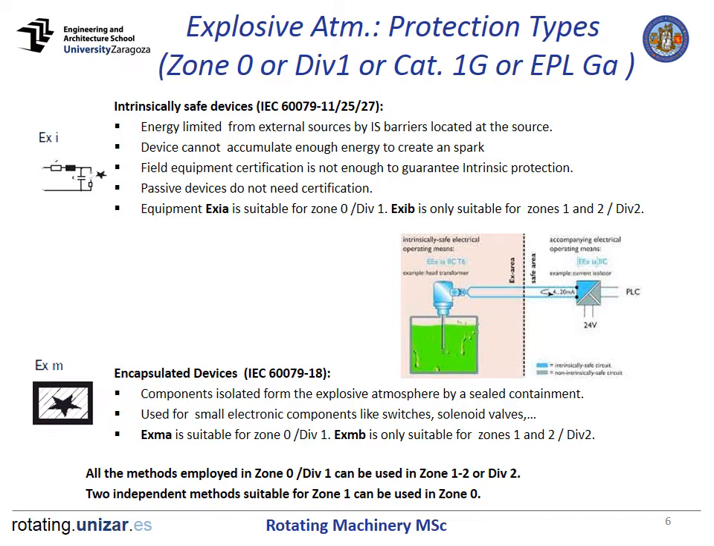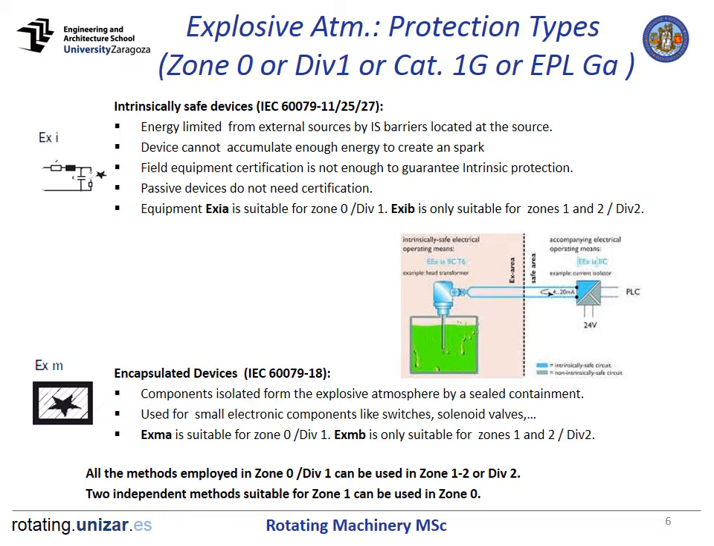Another protection method is encapsulation. In this case, the electronic components are isolated from the potential explosive atmosphere by a sealed containment made of thermoplastic, resin, or elastomer. This method is used for small electronic components like switches or solenoid valves. Only equipment certified as Ex ma is suitable for Zone 0. Equipment certified as Ex mb is only suitable for Zones 1 and 2.